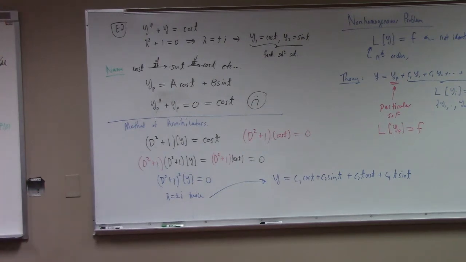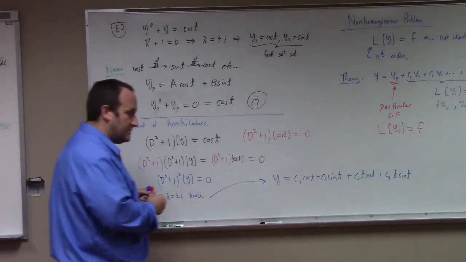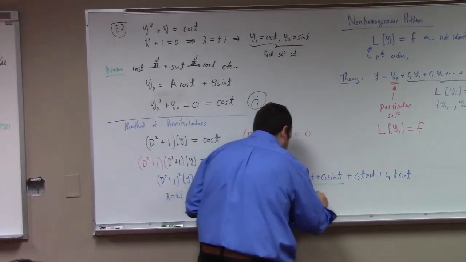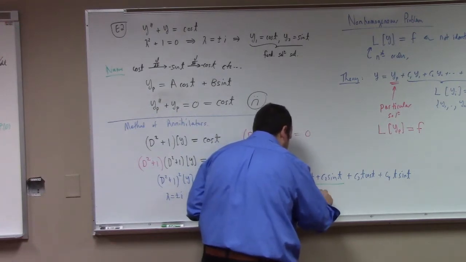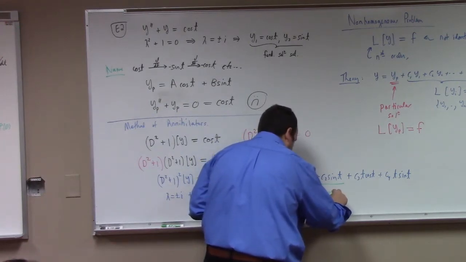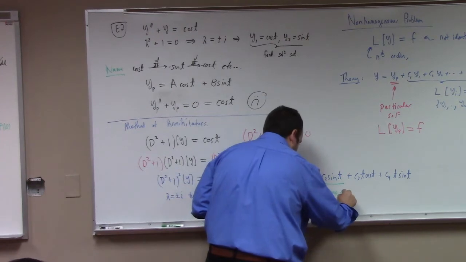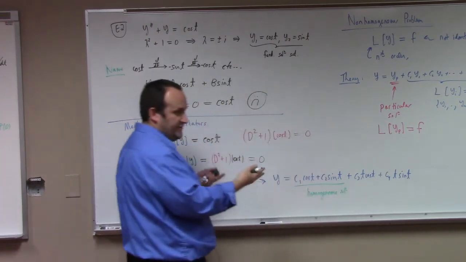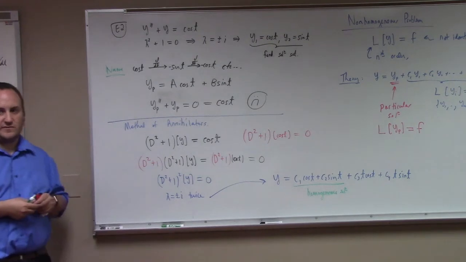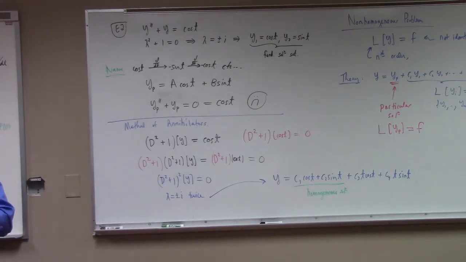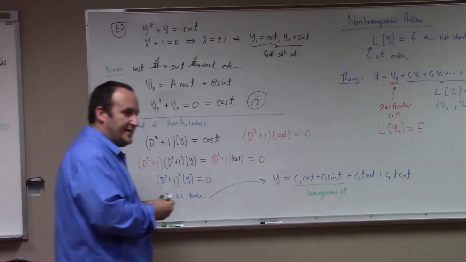I already know what this is. This is the homogeneous solution, right? That's the homogeneous solution. We already know that's part of the general solution to the original problem. What's that next bit? That is the form of the particular solution that I'm looking for. So this improves my naive guess.